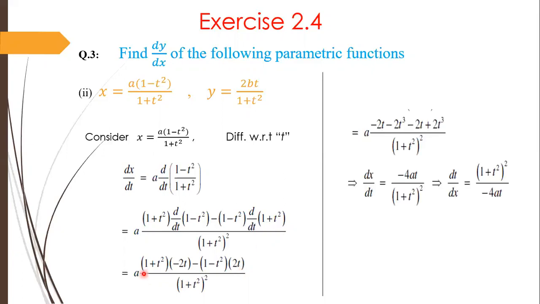Now a times (minus 2t minus 2t cube), open the brackets: minus 2t, and minus into minus is plus 2t cube, minus 2t cube plus 2t cube cancel out. The remaining terms are minus 4t, into a is minus 4at, divided by (1 plus t square) whole square. That can be written as dt by dx is equal to (1 plus t square) whole square over minus 4at. This is your answer of dx by dt.